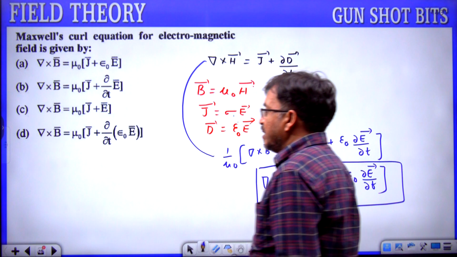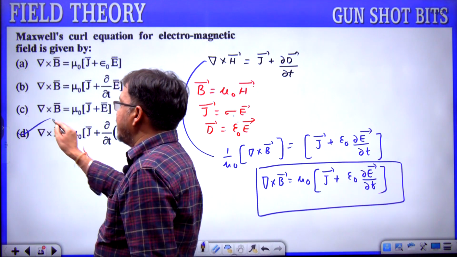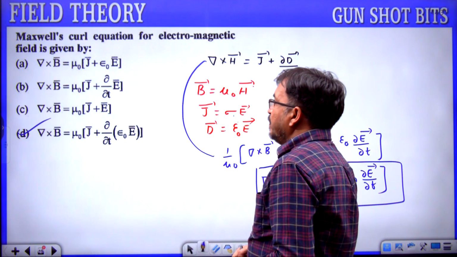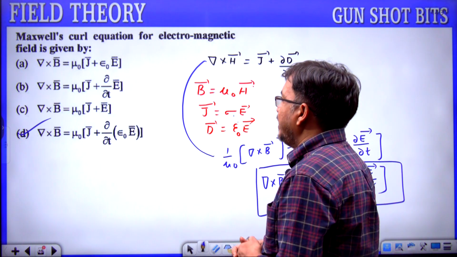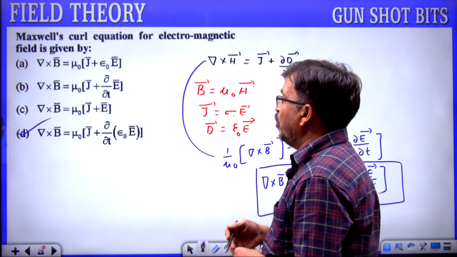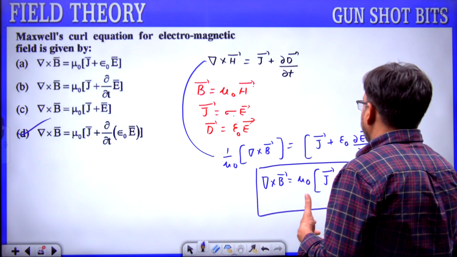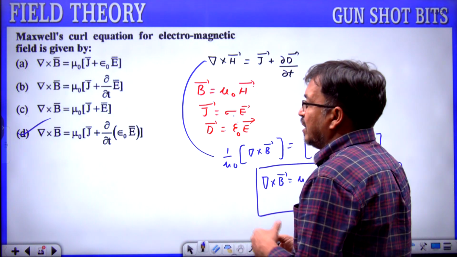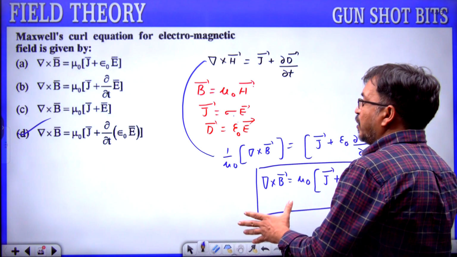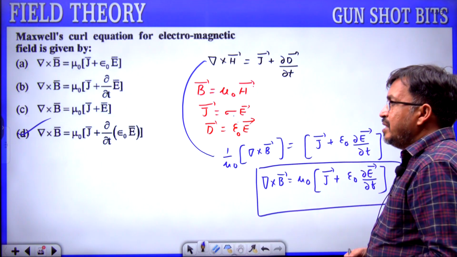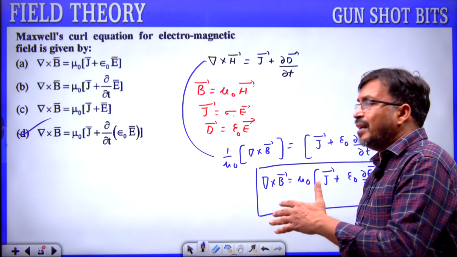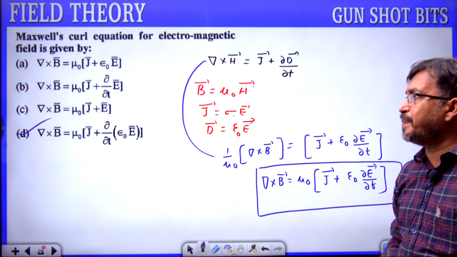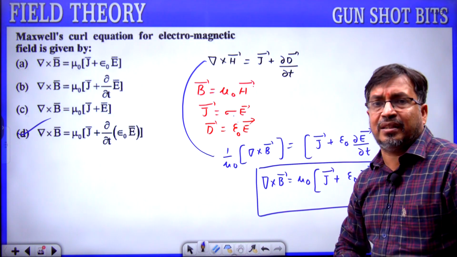From here, option D is the correct answer, because in the first option there is no derivative term on the right-hand side, and in the second, dou by dou T is there, but there is no epsilon naught. The correct answer is curl B equals mu naught into J plus dou by dou T of epsilon naught E, or epsilon naught into dou E by dou T. Option 4 is the correct answer.